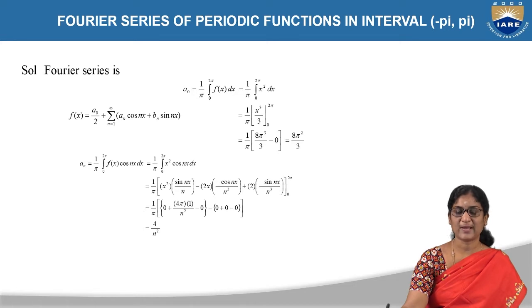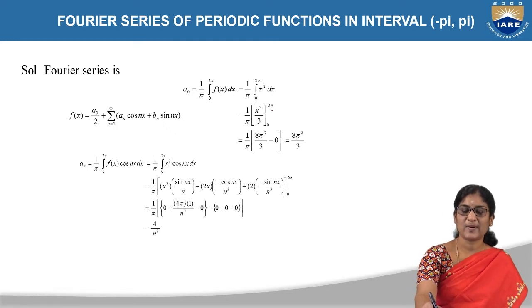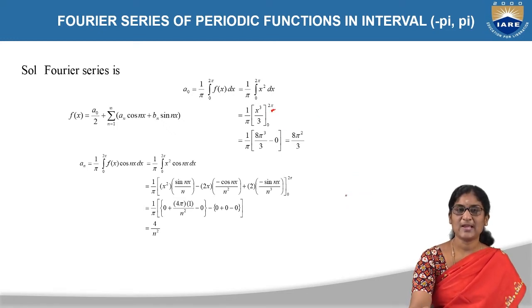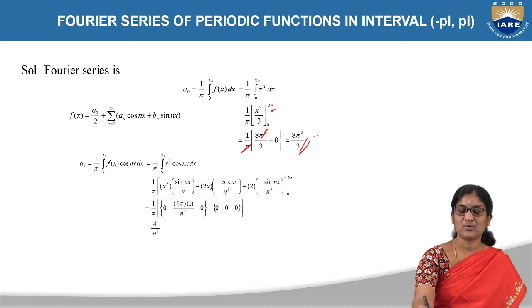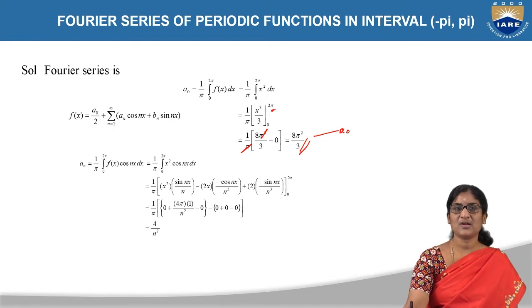Upper limit is 2 pi and the lower limit is 0. So wherever x is there, you substitute the upper limit, that is 2 pi. So that becomes 8 pi cube. 8 pi cube by 3 into 1 by pi, and pi gets cancelled, leaving 8 pi square by 3, which is the a naught value which we got, the first value. So keep it aside. This is the first Fourier coefficient, a naught, that is 8 pi square by 3. Now let us go for the second Fourier coefficient.